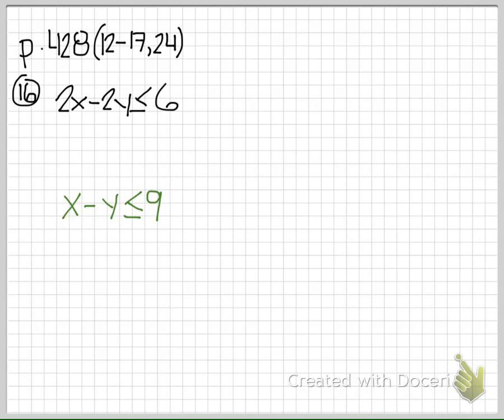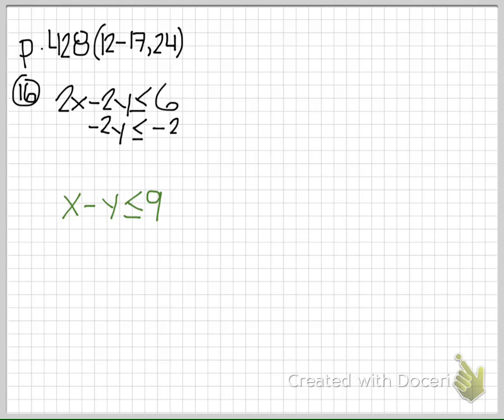So taking a look at number 16, I'd like to use that as an example to help you out. You have two equations. Both of them are linear inequalities. I know they're inequalities because they have a less than or equal to symbol. Now, in order to graph these, you need to get each one into slope-intercept form.